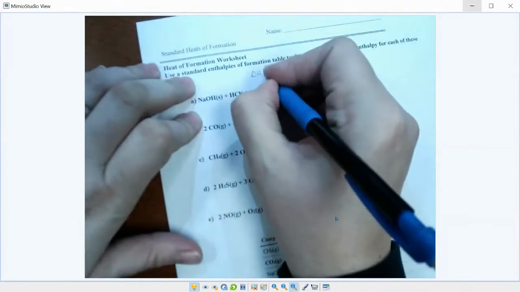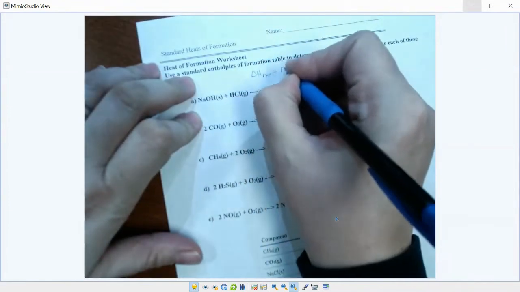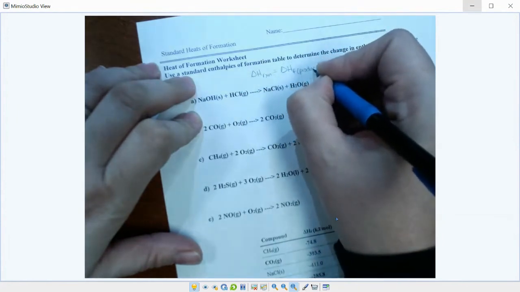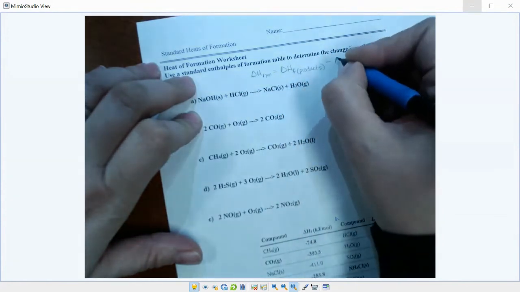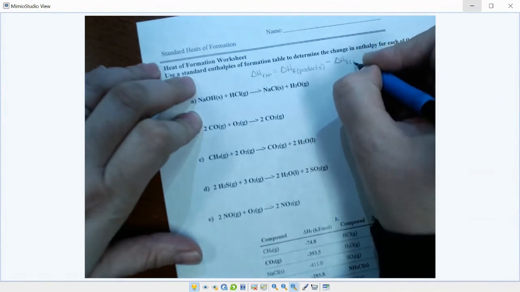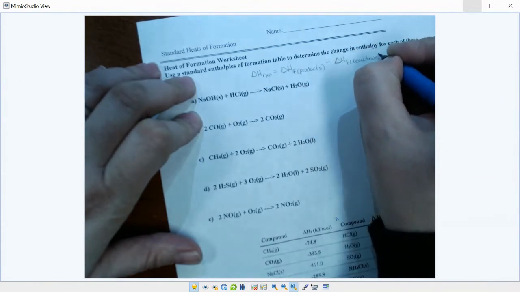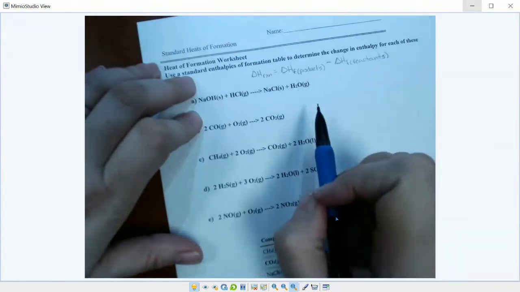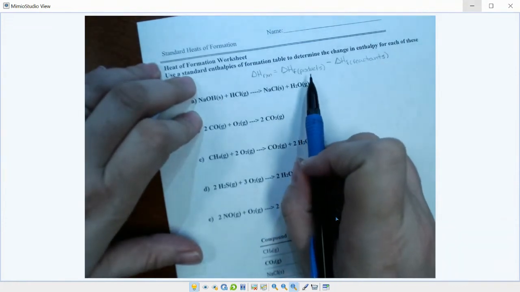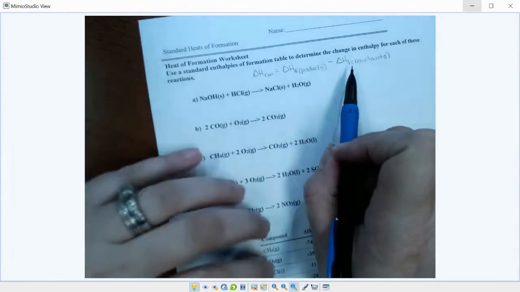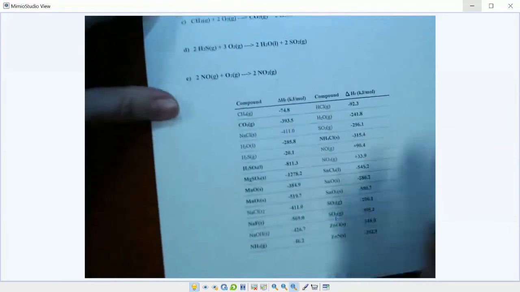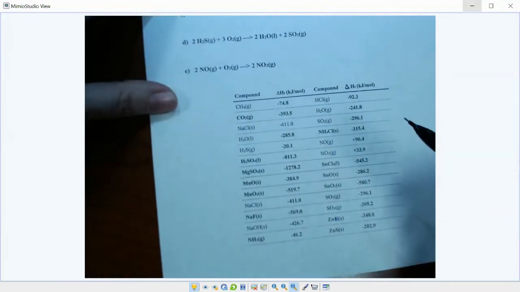And then just remember that delta H of the reaction must be delta H of formation of the products minus delta H of formation of the reactants. So it's always products minus reactants. It's kind of like that whole final minus initial thing. Products are what we end up with, and reactants are what we started with. So final minus initial.